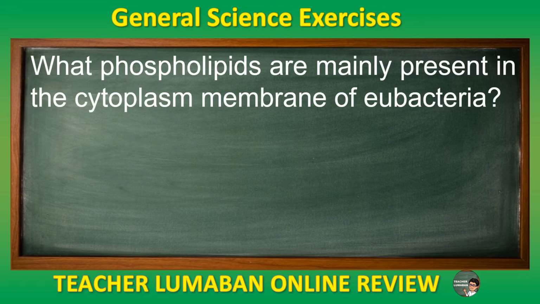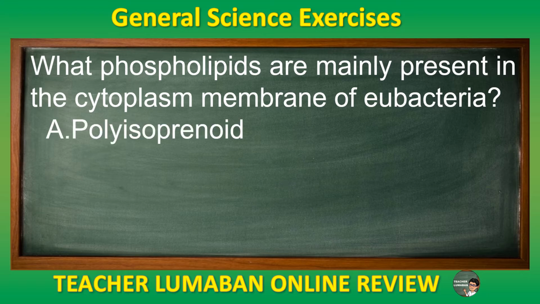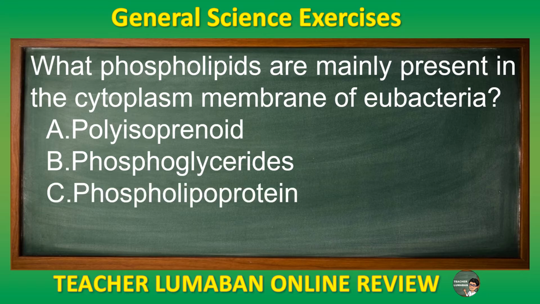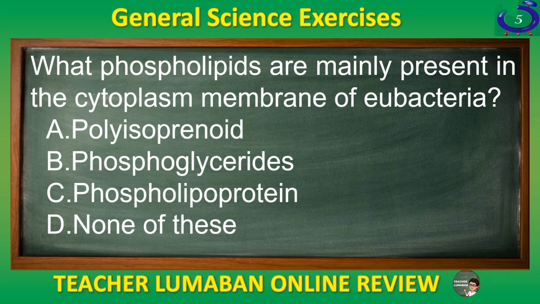What phospholipids are mainly present in the cytoplasm membrane of eubacteria? Letter A, polyisoprenoid. Letter B, phosphoglycerides. Letter C, phospholipoprotein. Letter D, none of these. Choose the suitable answer based on the given choices in 5 seconds.